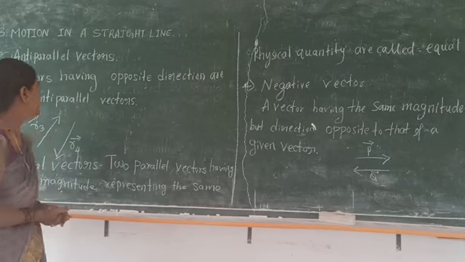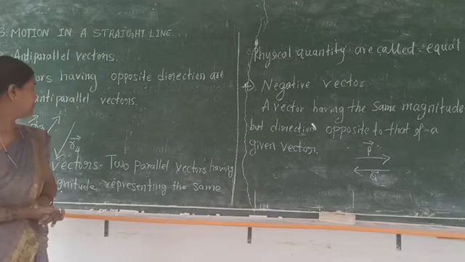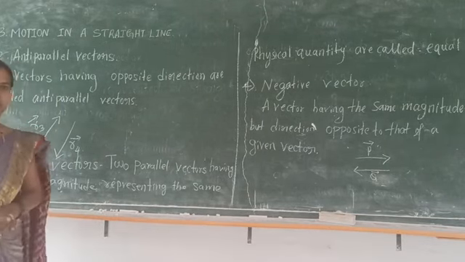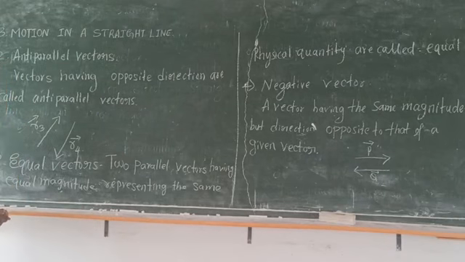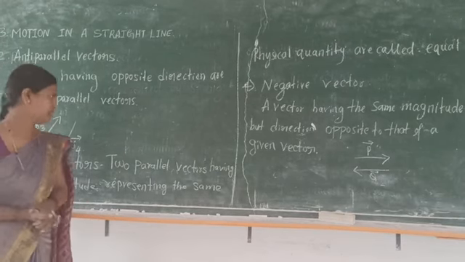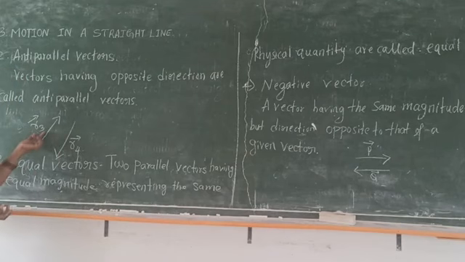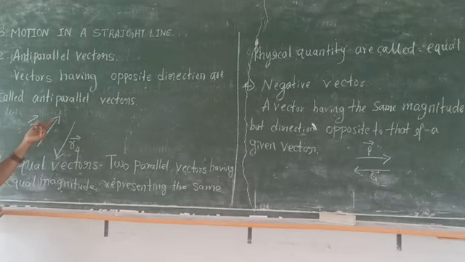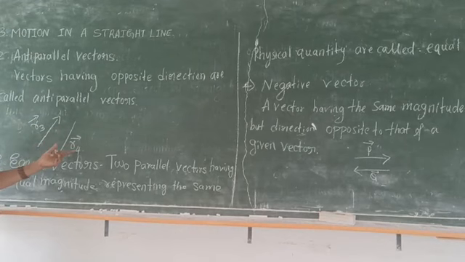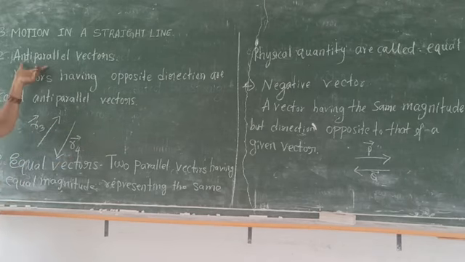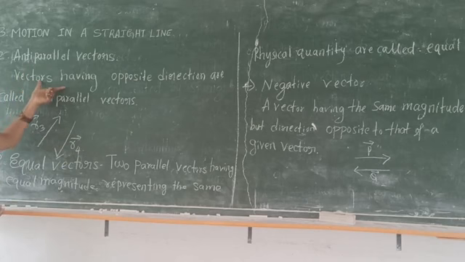Anti-parallel vectors. Vectors having opposite directions are called anti-parallel vectors. That is, R3 is one of the vectors, the direction is given by this, and R4 is another vector which is opposite to the first one. Then R3 and R4 are called anti-parallel vectors because the directions are opposite to each other.